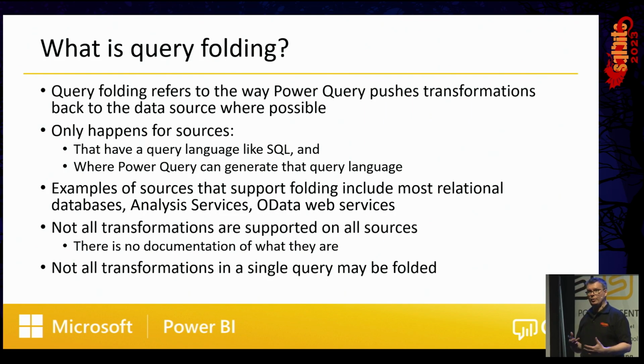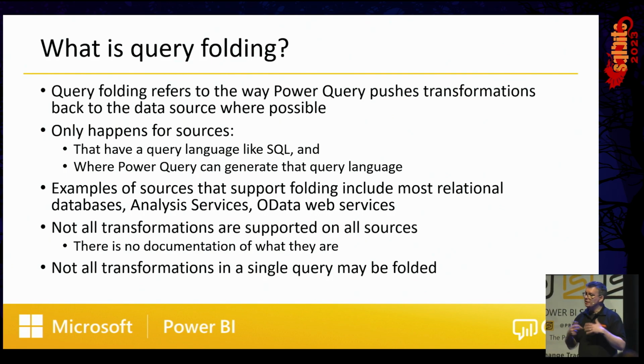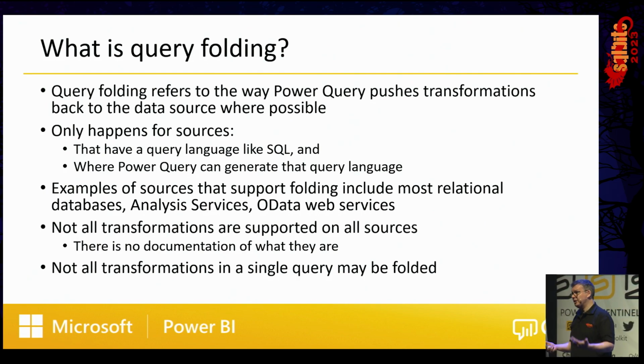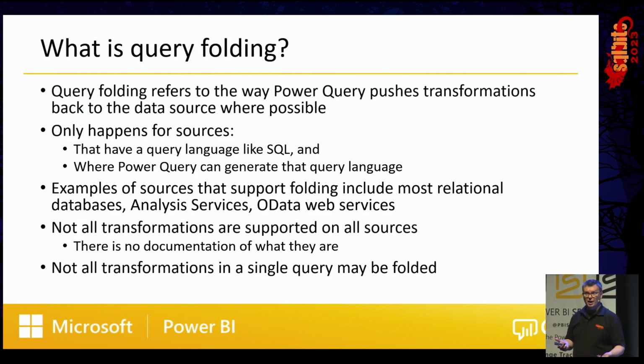It's the way the Power Query engine can try and push the transformations back to the data source. Doesn't happen for all data sources. Does for relational databases, for Analysis Services, for certain types of web services called OData web services. But it doesn't happen, for example, for CSV files or Excel.